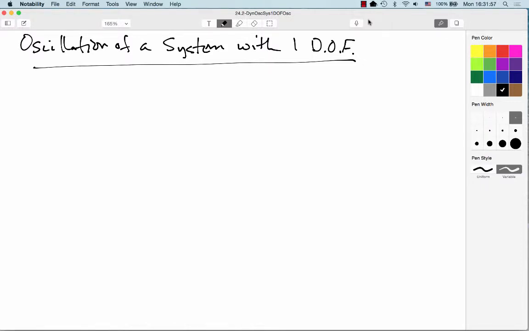Okay, so in this video we're going to go ahead and explore oscillation of a system with 1 degree of freedom. This will be actually a fairly short video, but I wasn't quite sure where to integrate it with the others. So let's go take a look at our system here. So let's say we're near equilibrium.